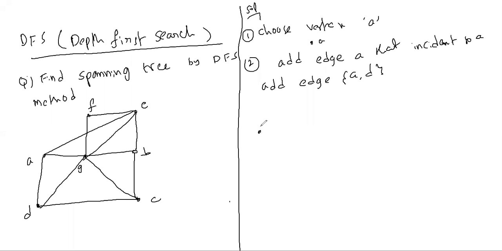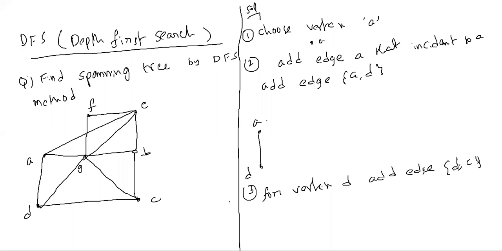Next for A, we are adding one edge D. Next, third step, for vertex D, add edge D comma C. So what will we get? A, next D, next D to C.